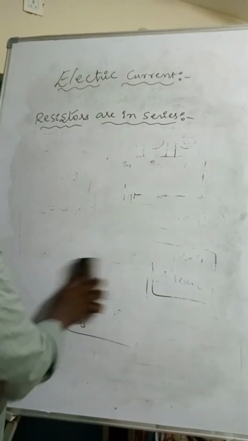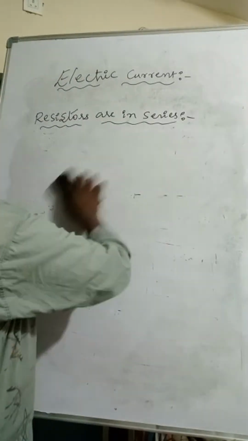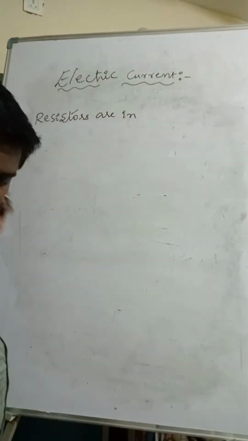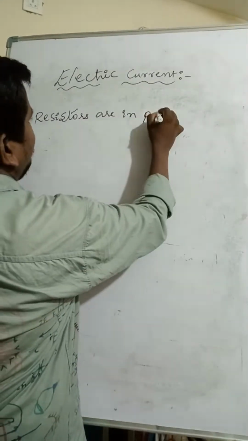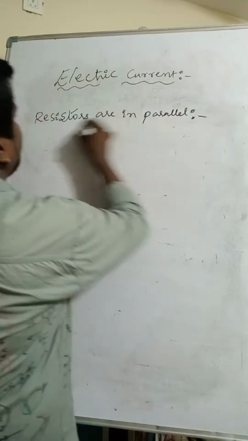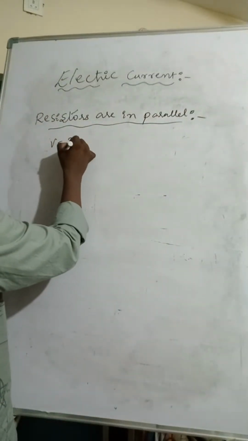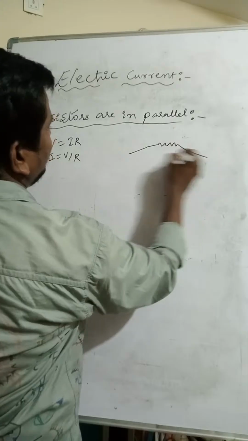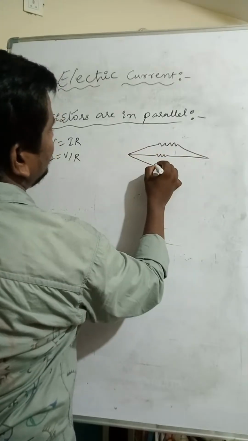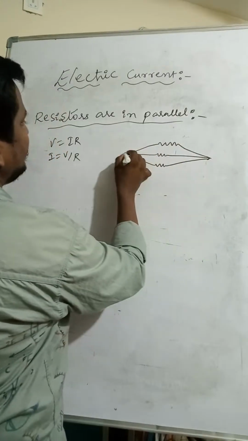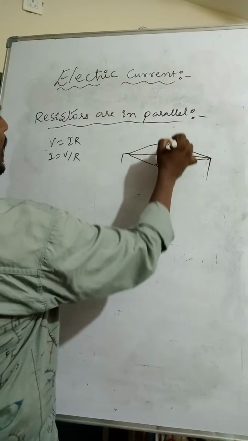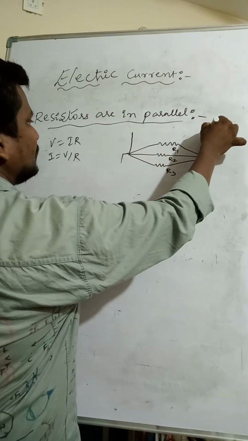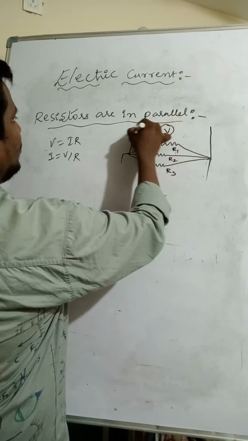Resistors in parallel. So we'll work it out. From Ohm's law, V equal to IR, so I equal to V by R. I am considering one resistor like this, one more resistor, and one more resistor. In this way, if you connect, this is R1, R2, and R3. Across R1, R2, R3, I am connecting a voltmeter like this.